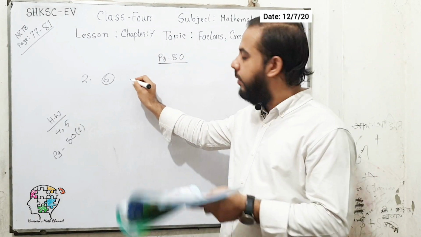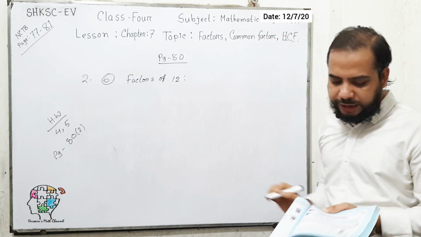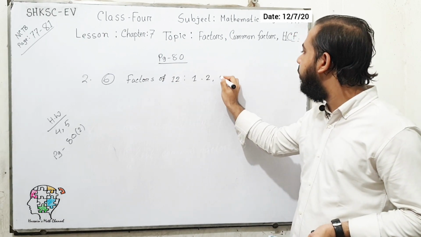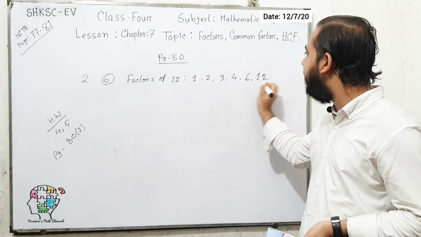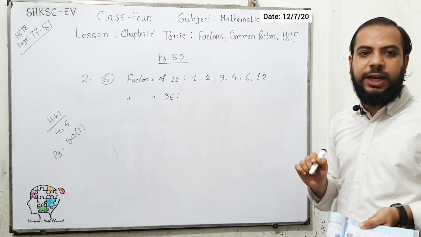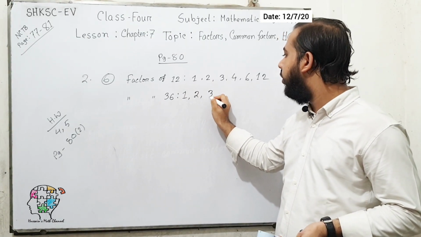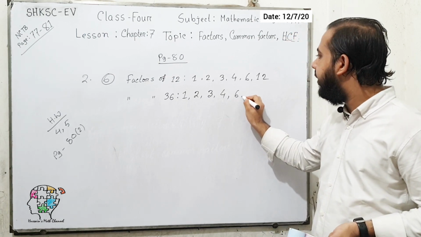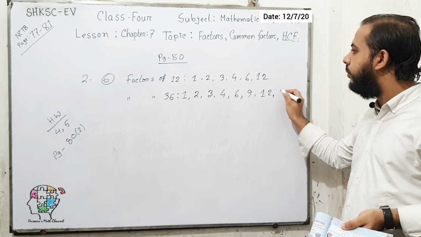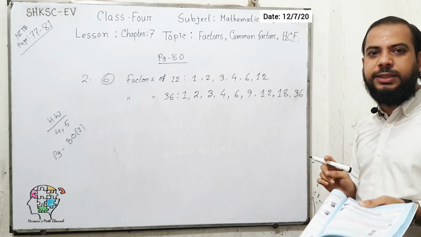At first, factors of 12. We already know the factors of 12. So 1, 2, 3, 4, 6, 12. These are the factors of 12. Now factors of 36. We already found the factors of 36 in our lecture: 1, 2, 3, 4, 6, 9, 12, 18, 36. These are the factors of 36.